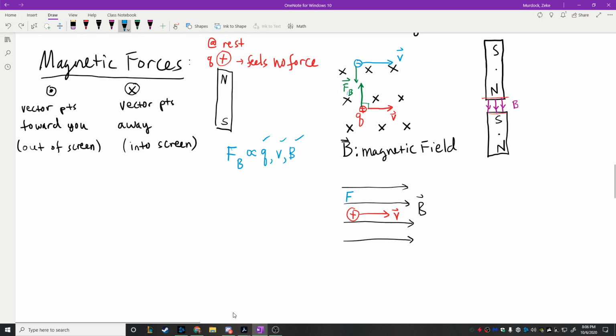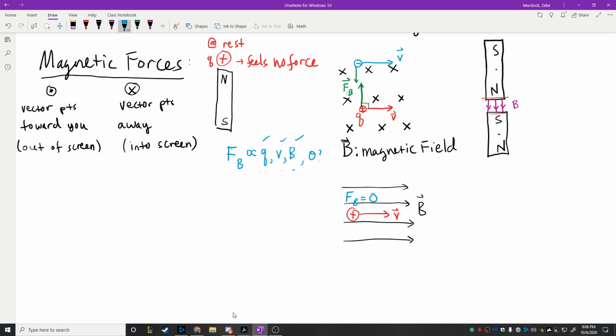The force on this particle is going to be 0. If the charged particle moves parallel or anti-parallel to the fields, if it was moving this way or the other way, it would also have no force. You're going to get 0 force. So there's something else we need to include in here, which is something about the angle.